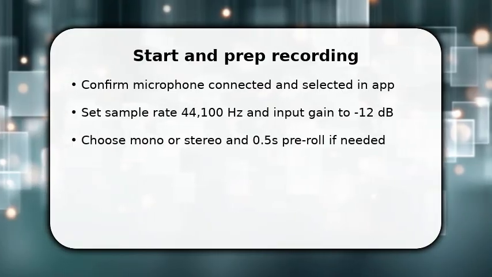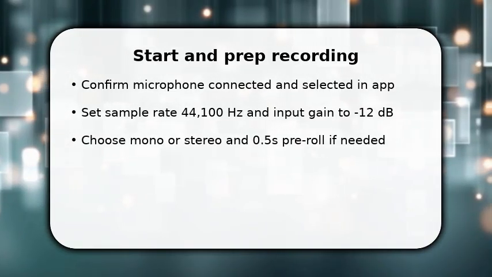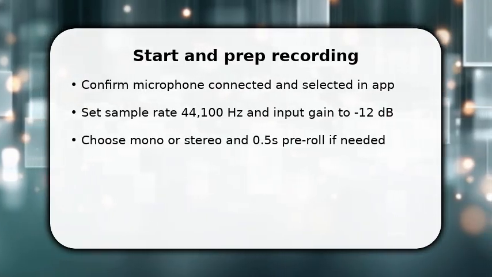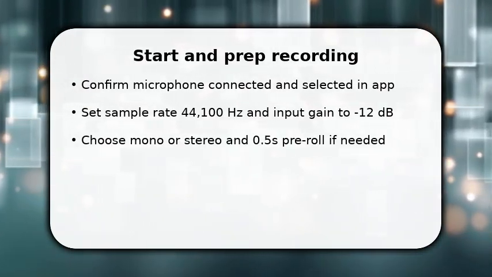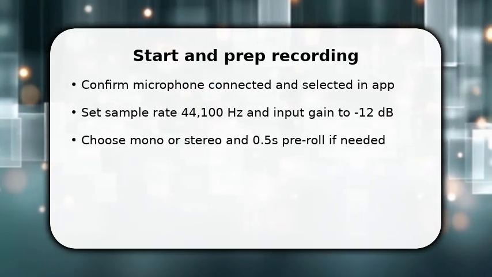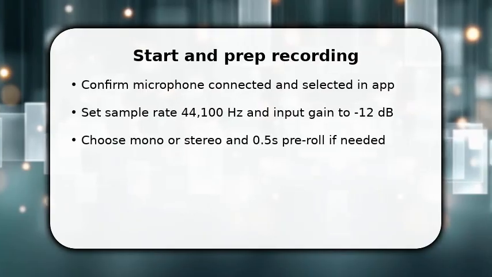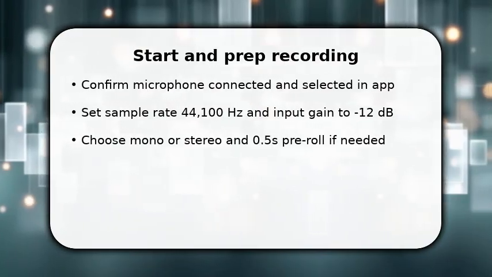Then adjust input gain to around -12 decibels so peaks don't clip. Once done, pick mono or stereo based on the source and enable half-second pre-roll for timing. This prepares a clean, reliable recording chain before you hit record.